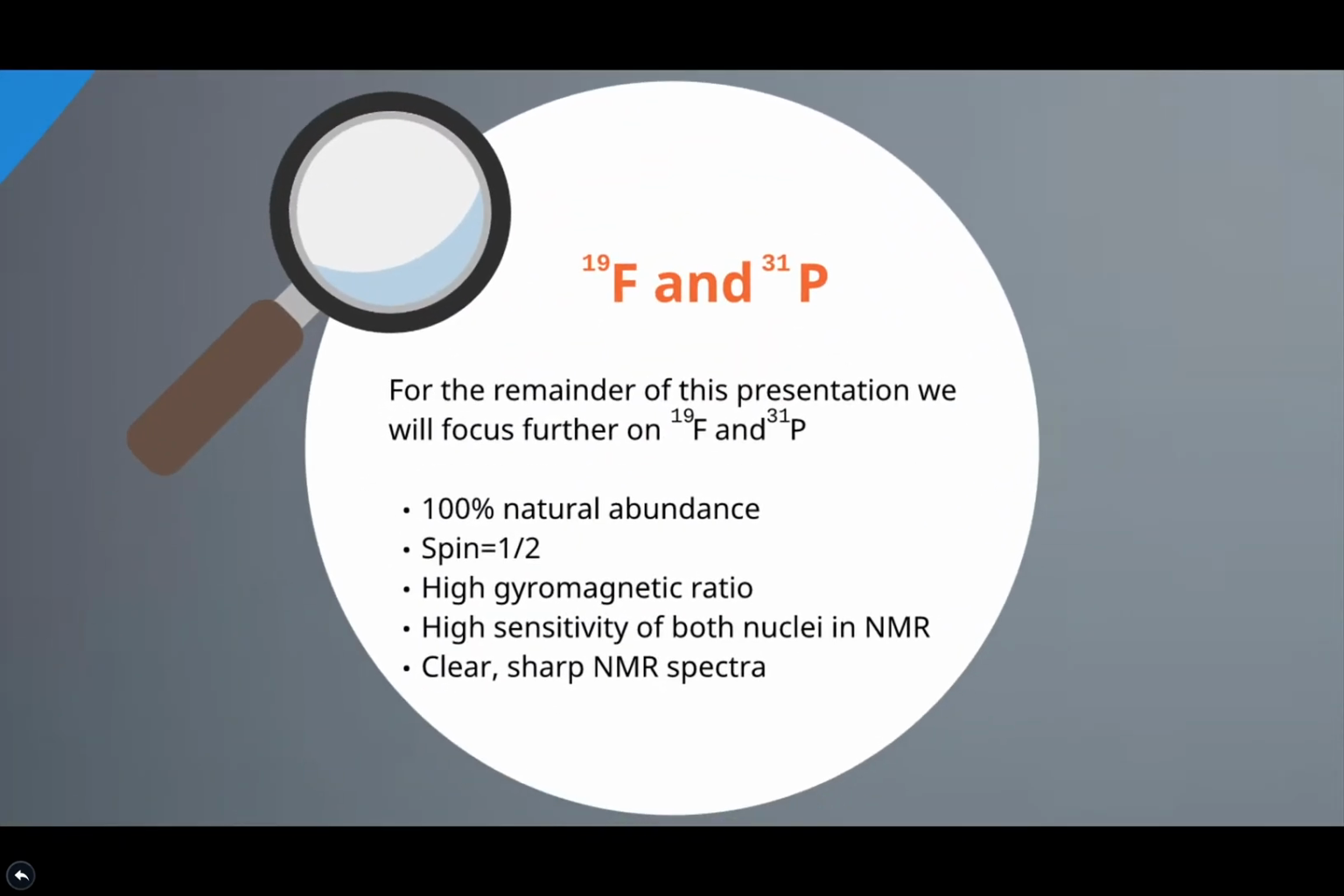For the remainder of this presentation, we will focus further on 19F and 31P isotopes of fluorine and phosphorus. The properties of both nuclei make them sensitive for NMR spectroscopy, producing clear, sharp NMR spectra.